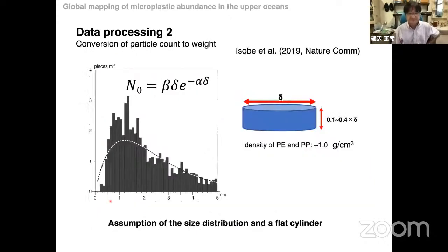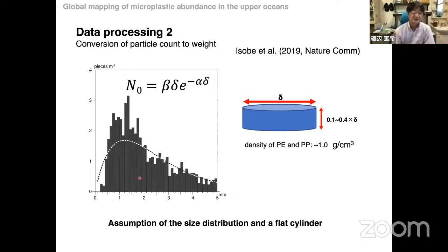And thereafter, we need another kind of data processing. We try to convert the particle count to weight, because some ecotoxicologists or environmental chemists sometimes use weight in counting the microplastic abundance, because of their laboratory-based studies. So we try to convert particle count to the weight.